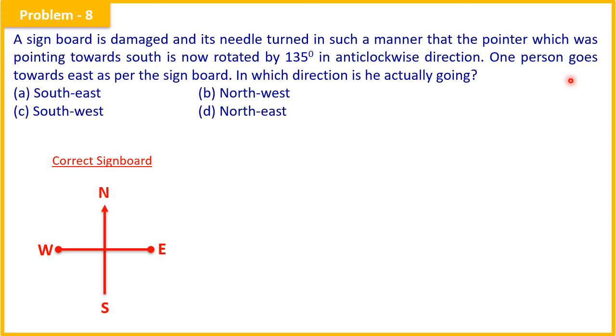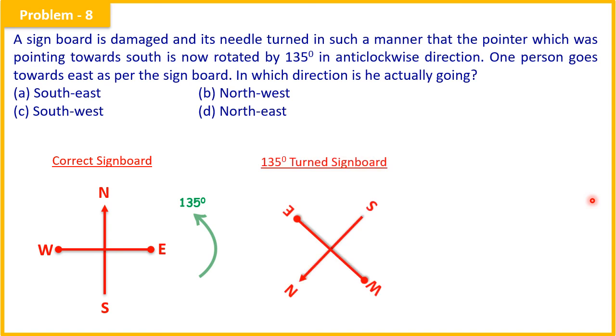Now this signboard is turned or rotated by 135 degree. 135 degree means it is 90 plus 45 degree. So the south direction that is pointing down will come to east and turn another 45 degree. In this way south will come. So north will come here and the rotated signboard will be something like this.